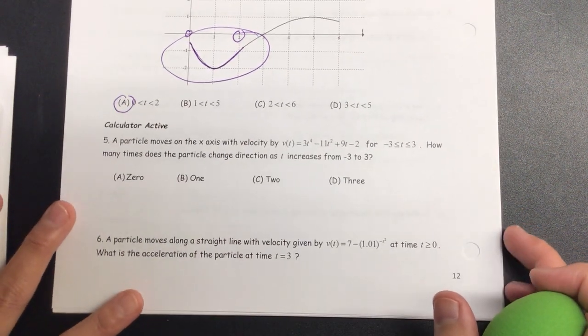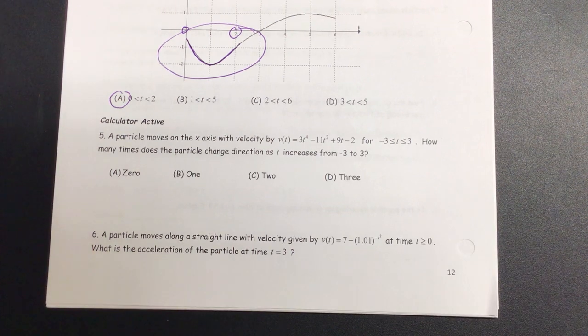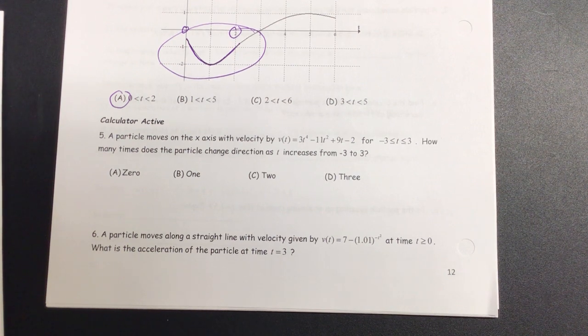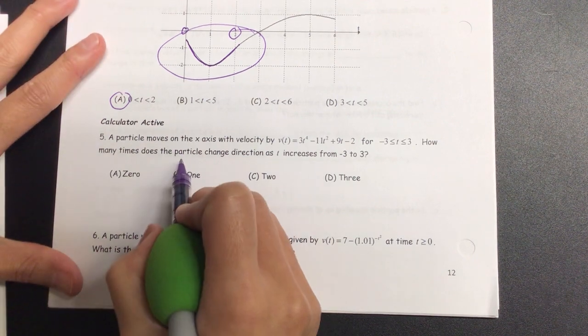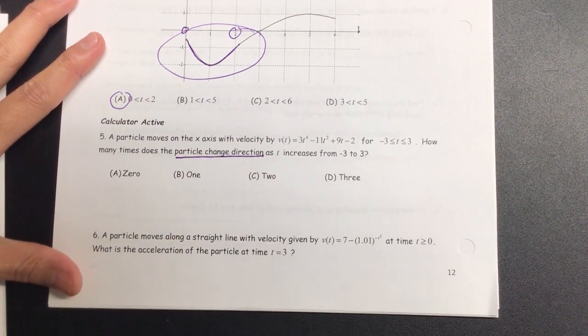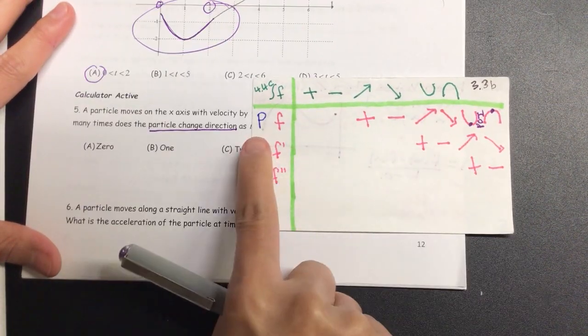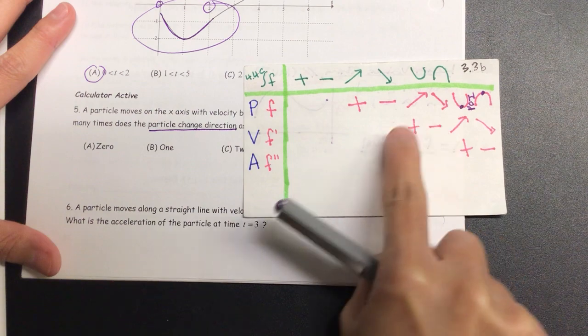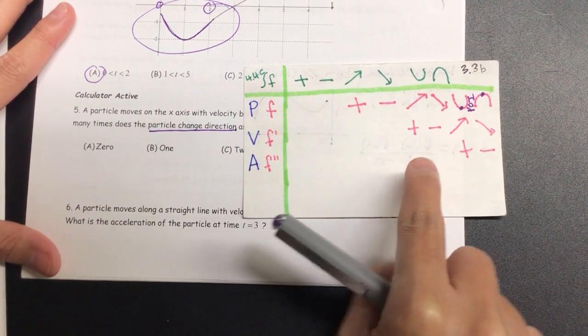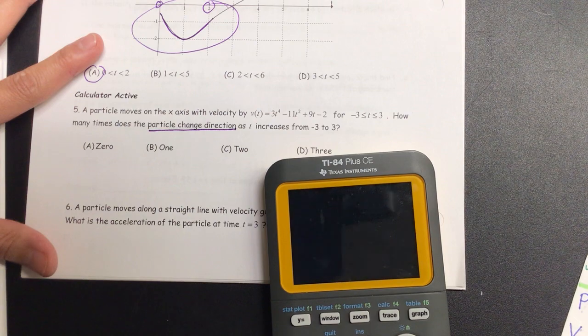On number 5, Gordon, let's read. A particle moves on the x-axis with velocity given by v of t equals 3t to the 4th minus 11t squared plus 9t minus 2, for negative 3 is less than or equal to t is less than or equal to 3. How many times does the particle change direction as t increases from negative 3 to 3? So let's underline the particle is changing direction. Going back to my card, eyes on the board. The particle is changing direction when the velocity is doing what? Changing signs.